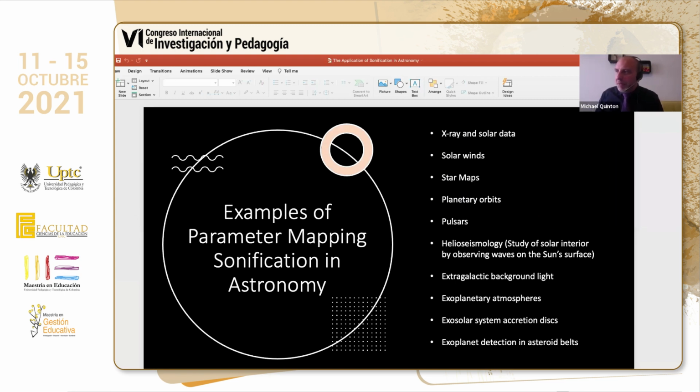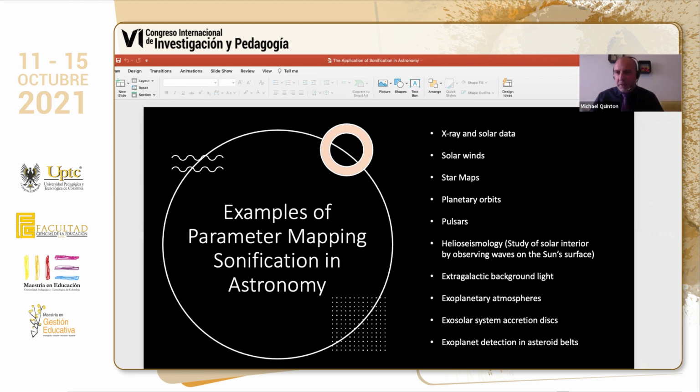With parameter mapping, then we go into stuff like X-rays, solar data again. Solar winds can still be sonified using parameter mapping. Star maps. When you have a collection of stars, you can sonify that data, and you could hear the differences between different stars and their ages.